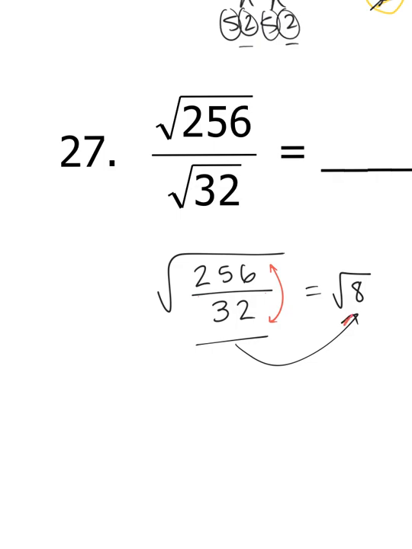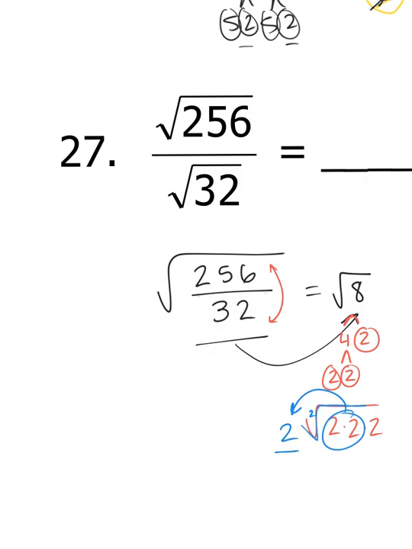So if I broke down 8, I know that 8 is the same as 4 times 2, and 4 is the same as 2 times 2. So that means I've got 3 2s. I only need 2 of them because my index is a 2. I can take out 1. So my answer here is 2 times the square root of 2.